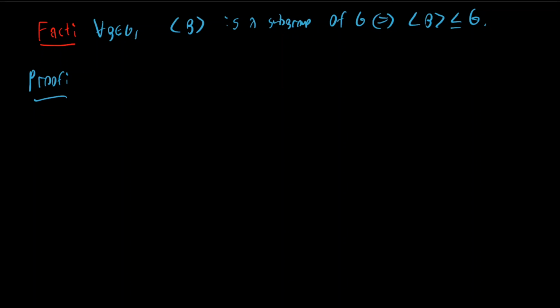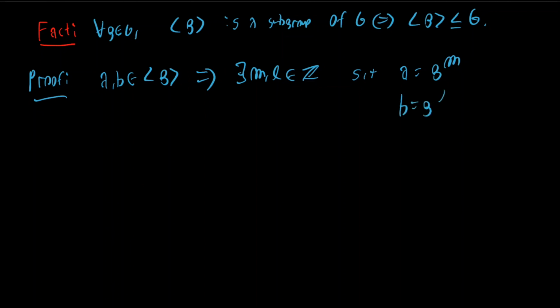So for the first thing, let's suppose we have A and B in this set. Then there exist M and L in the integers such that A is equal to G to the M, and B is equal to G to the L. What we get from this is that A times B will just be equal to G to the M plus L, which is still an element of G. And so we have closure.